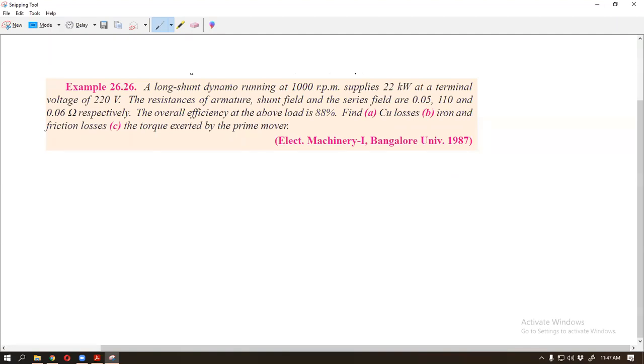Is it so important to do this? Yes. This part, only the torque part, is not needed. Copper loss, iron loss, and friction loss. Okay, these three losses, you calculate these losses.